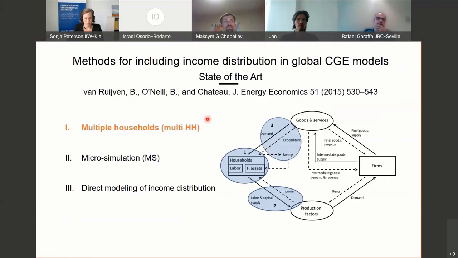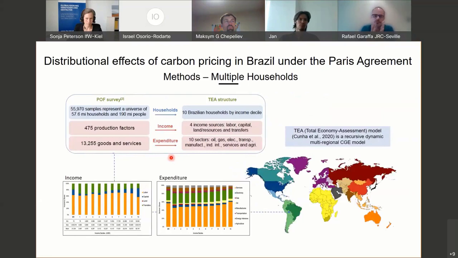And in this paper, we use the multiple household method. We had a representative agent for the Brazilian economy in the model, which I'm going to show you in the next slide, and then we split it into multiple households. Of course, one additional point is that you can have a hybrid method where you couple the multiple household method with micro simulation, and then you have more and more information in your outcomes. So now I want to dedicate a bit more time to take a look at the slide. Let me first briefly comment about the model that we are using.